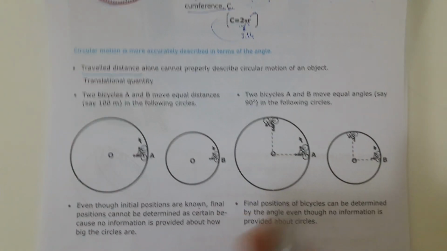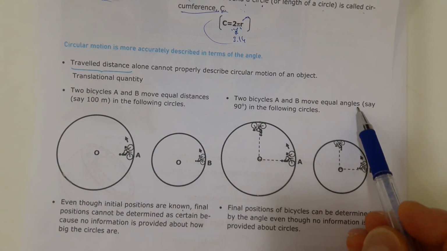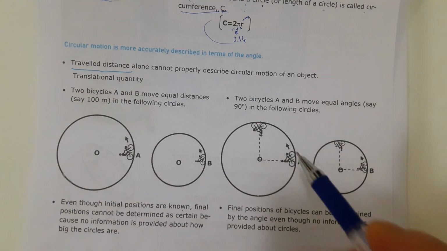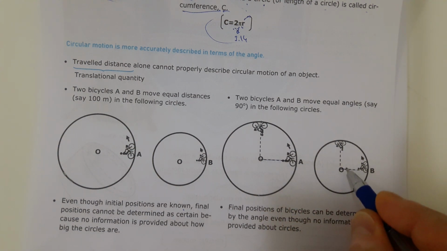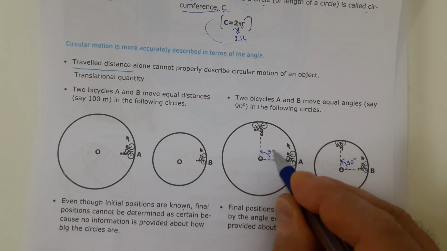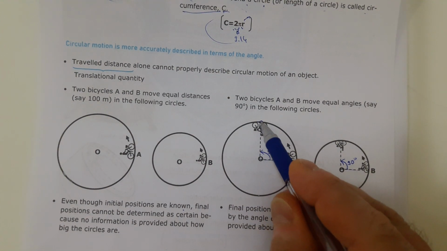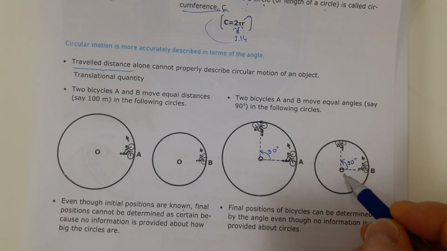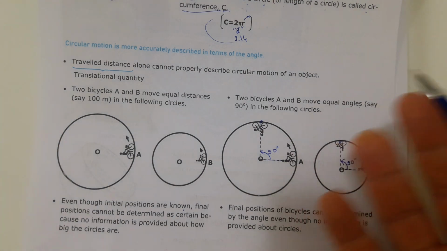But if we say that two bicycles, A and B, move equal angles, for example 90 degrees, in the following circles, the initial positions are these. This is 90 degrees, and this is another 90 degrees. Then I can say where the final position of the bicyclist on the big circle is, and the final position of the cyclist on the small circle. I don't care how big or how small.